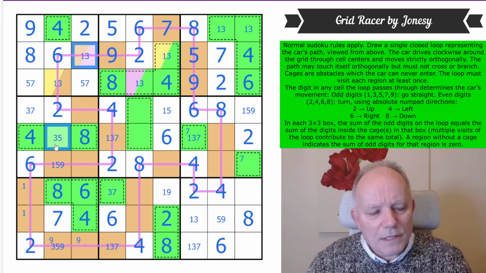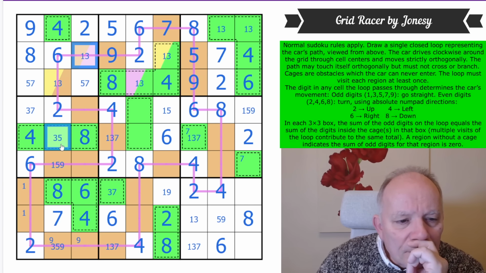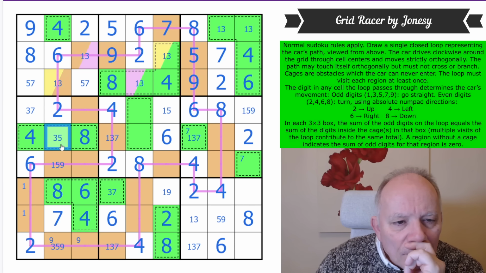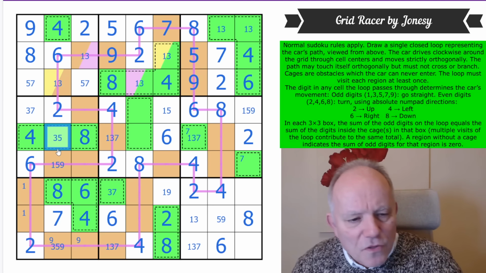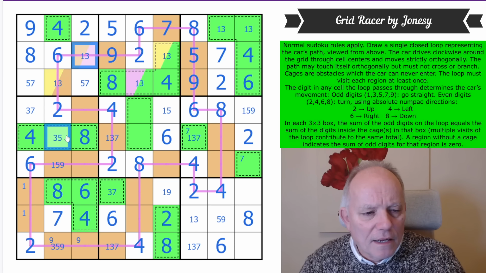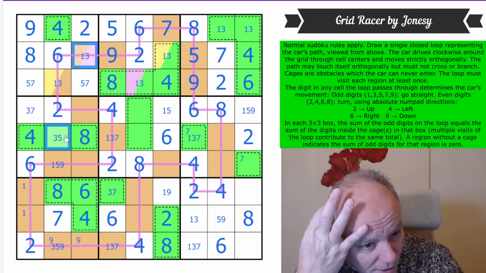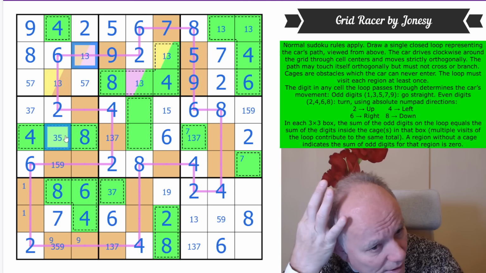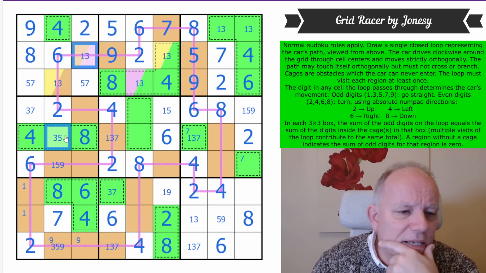What went wrong with that? Something went wrong with that. If this was 3, the 3 in this column would be here. I thought something went wrong with that. Maybe it didn't. Maybe it didn't.